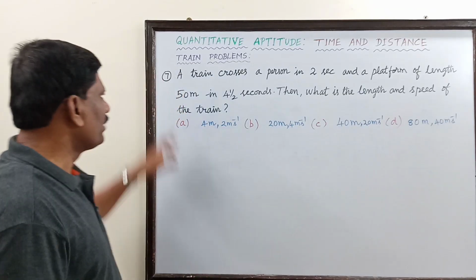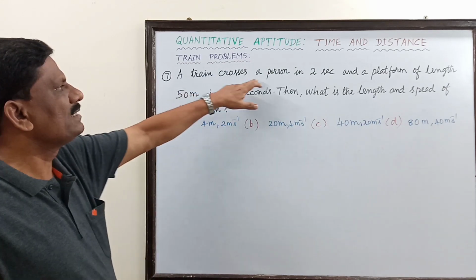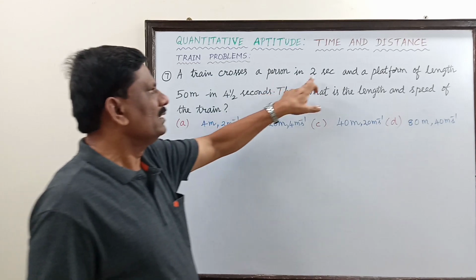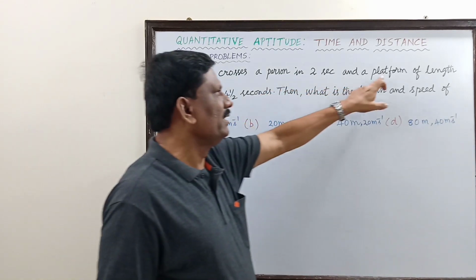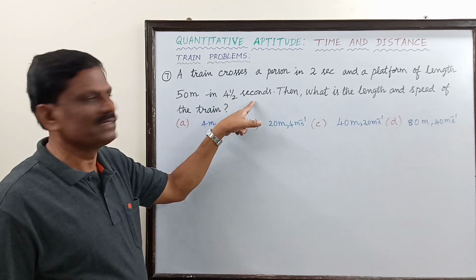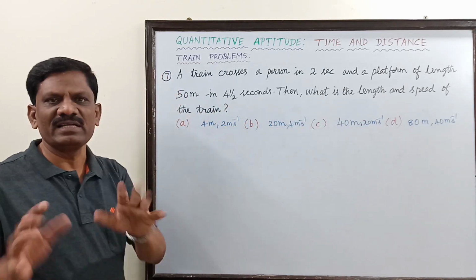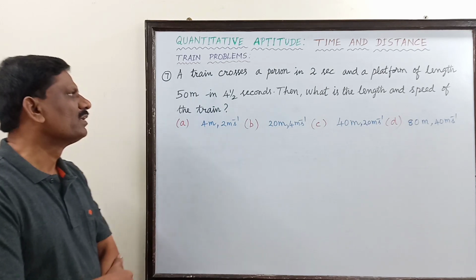Hi students, problem number 7. A train crosses a person in 2 seconds and a platform of length 50 meter in 4.5 seconds. Then the length and speed of the train have to be determined.